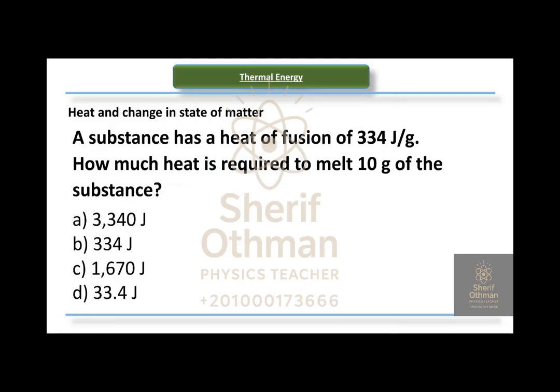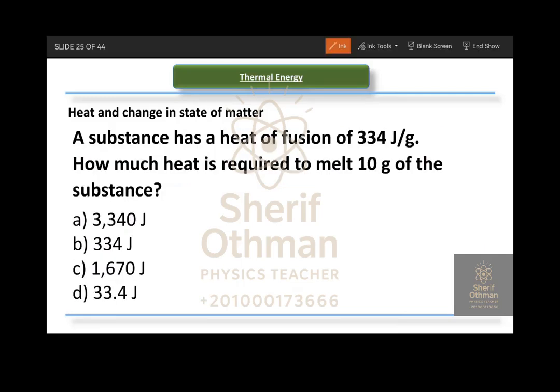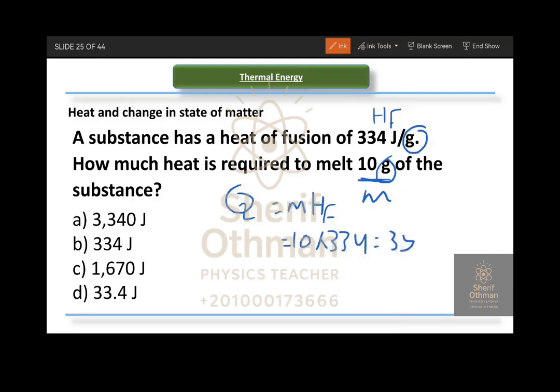A substance has a heat of fusion Hf. How much heat is required to melt 10 grams? And we need Q. Match the units, gram and gram. So it's easy to multiply them. Q equals m Hf. So 10 multiplied by 334. So the answer will be 3340, which is this one.